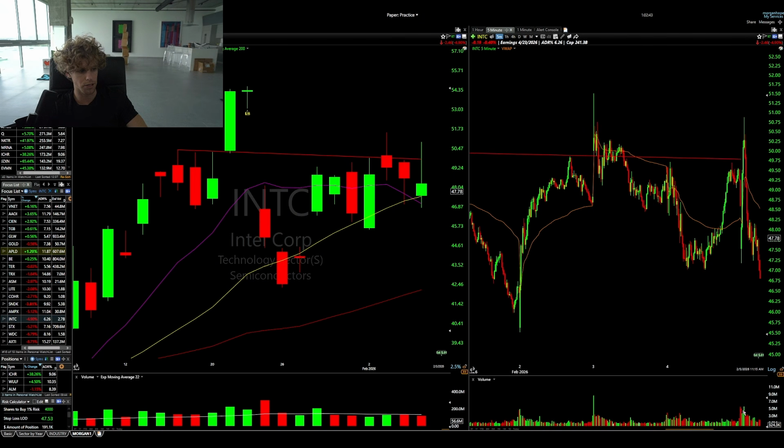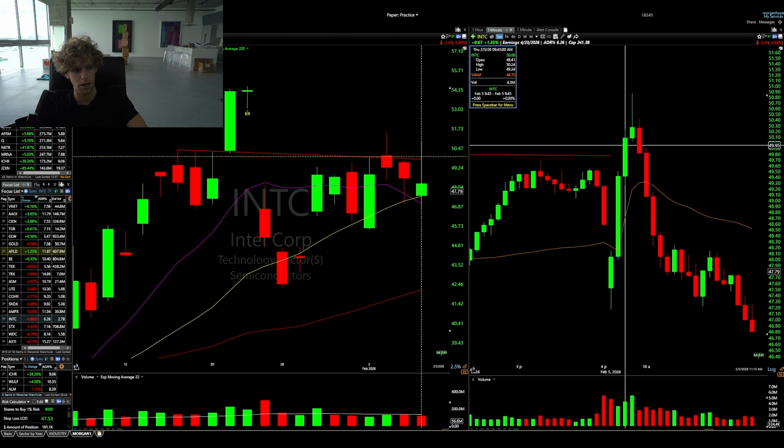We can see the volume was pretty good coming in off the open. Everything looks solid. I bought it, and then it was a little bit later in the day, not too long.